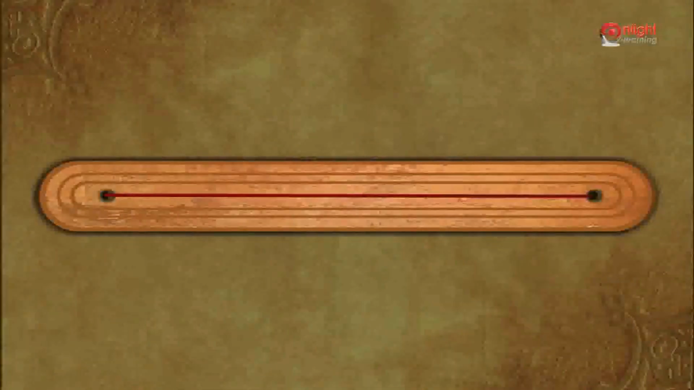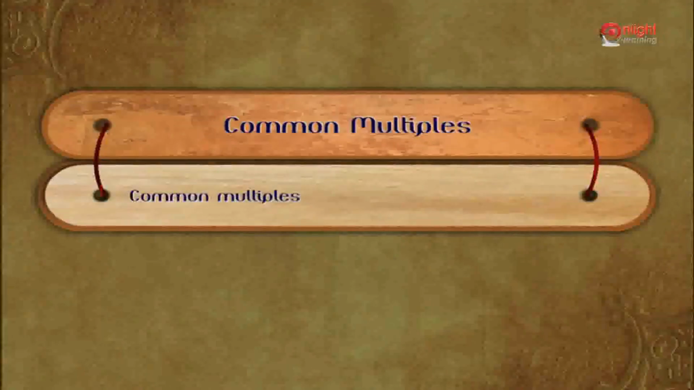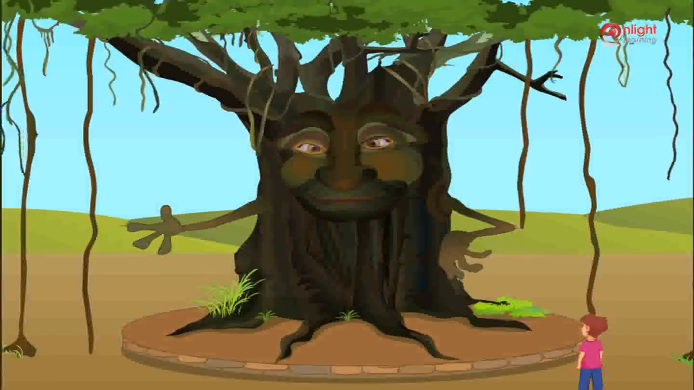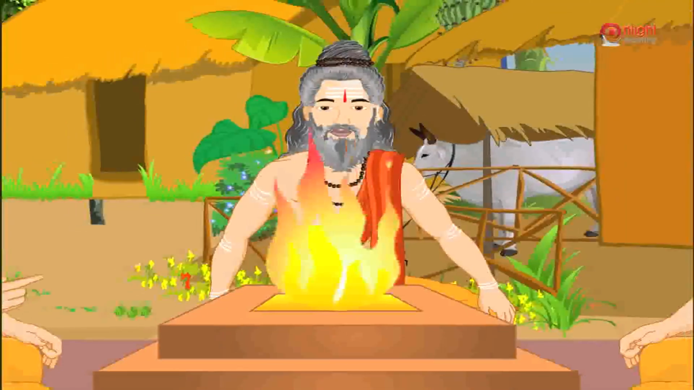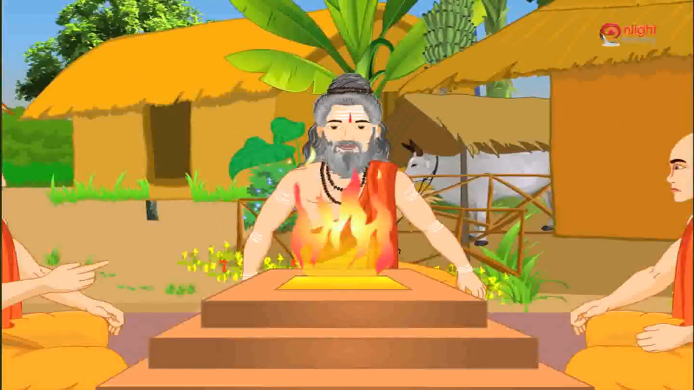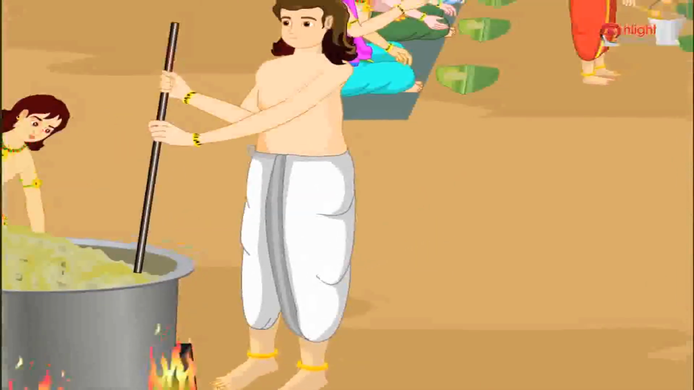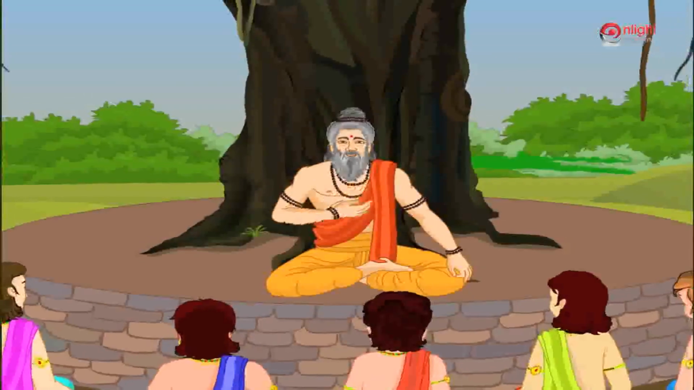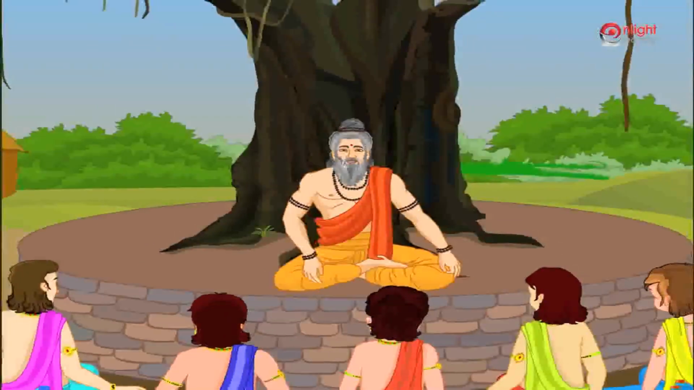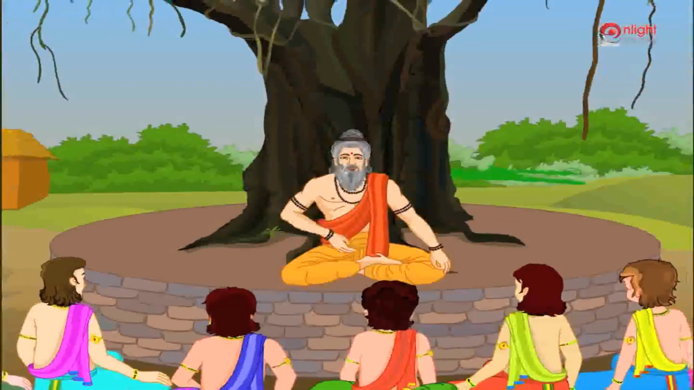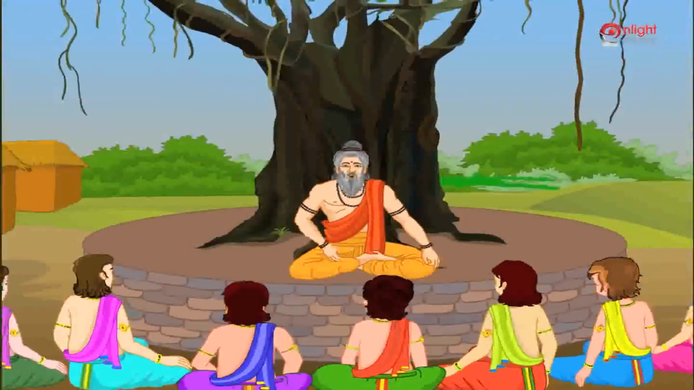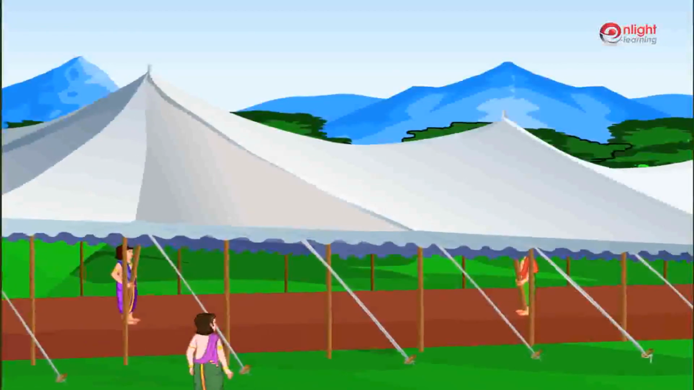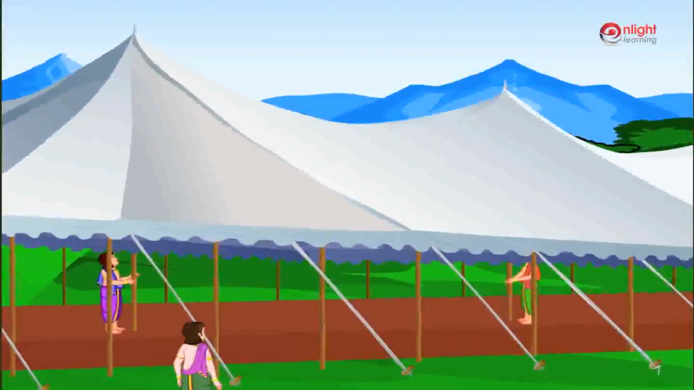Today, we shall learn about common multiples. As I had told you earlier, after performing yagnas, Guruji offers free food to people who come to the yagna. So, the day before the yagna was performed, Guruji asked the princess to build a large tent for everybody to sit in the shade. Everybody started working immediately.